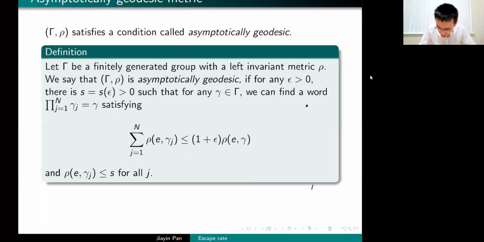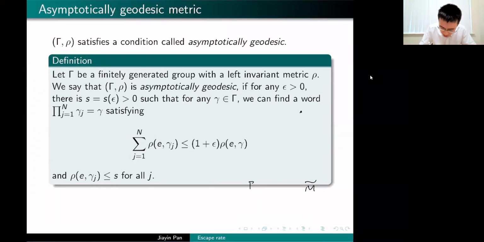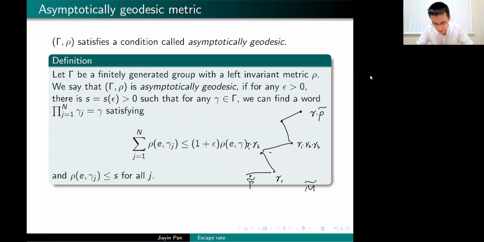So let's say this is our M tilde. This is the point p tilde, and this is gamma dot p tilde. Then we can find these, say this is gamma 1, this is gamma 1 dot gamma 2, and this is gamma 1 gamma 2 gamma 3. Then adding up the lengths in this zigzag way, this part plus this part, when you're adding all these things up, it's very close to rho of gamma. That is the distance between gamma p tilde and p tilde.